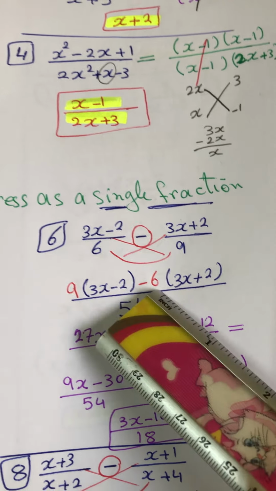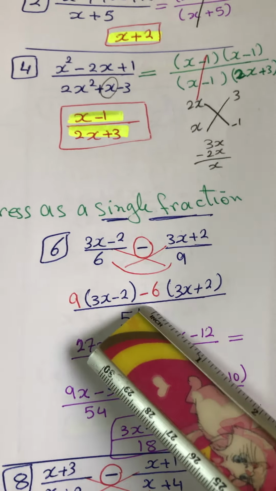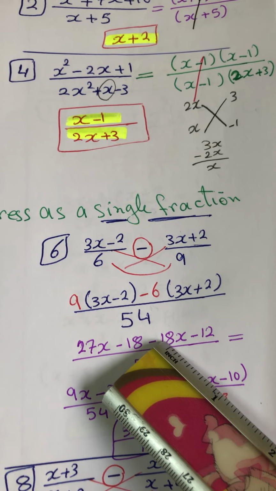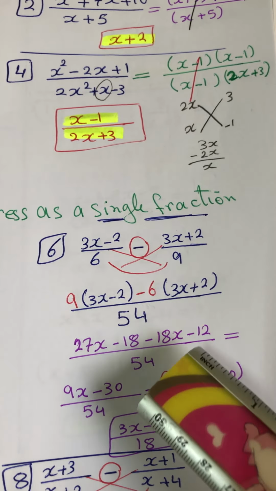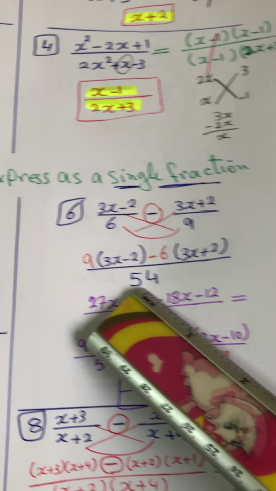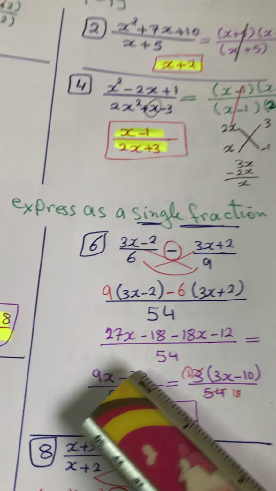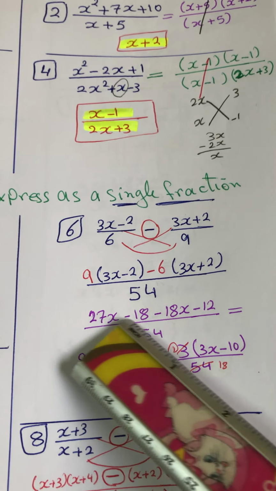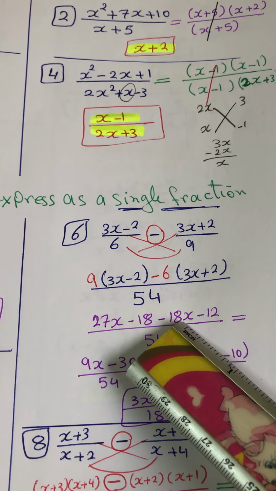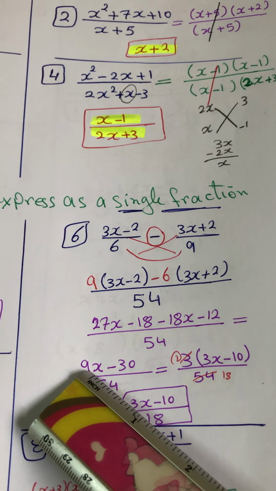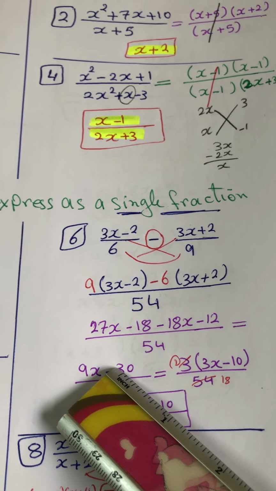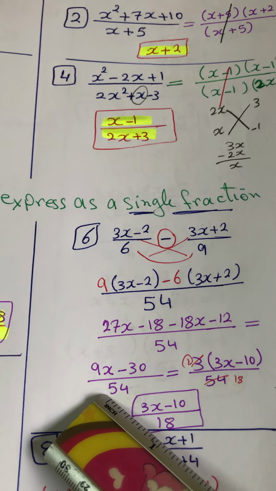Negative 6 multiply positive 3 equal negative 18x. And negative 6 times 2 equal negative 12. And then I still have 54. Okay, now collect the like terms up. We have 27x positive and 18x negative, so give me positive 9x. Negative 18 and negative 12 equal negative 30 over 54.